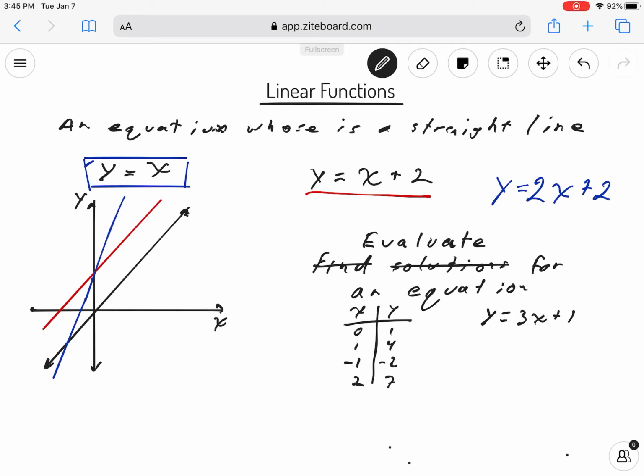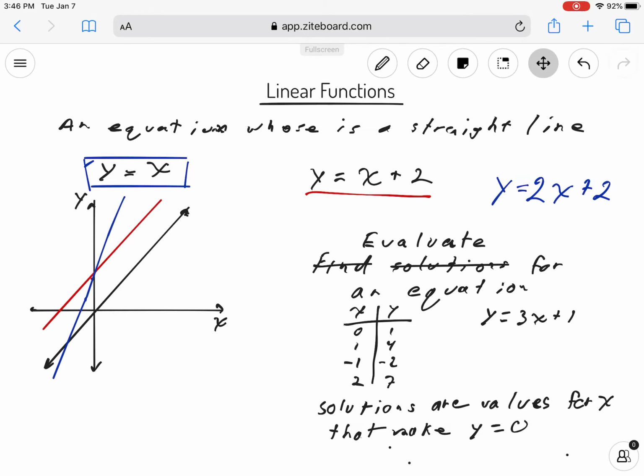All right. I want the word evaluate because later on we will talk about solutions, and solutions will be defined as values for x that make y equal to 0. Okay? Very specific definition. So I don't like the fact that they changed that. Okay.